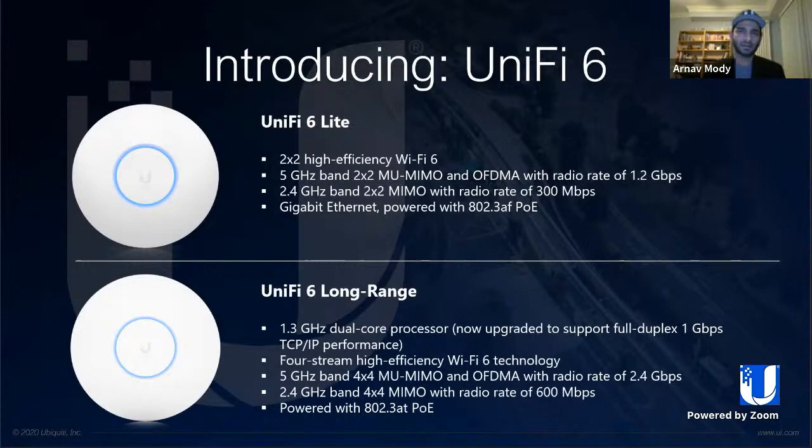As you can see here in the 5 gigahertz band, the UniFi 6 Lite supports a radio rate of 1.2 Gbps. And the UniFi 6 Long Range, which has built-in long range capabilities, also supports 2.4 Gbps with 4x4 MIMO. So these are, of course, very, very much faster access points.